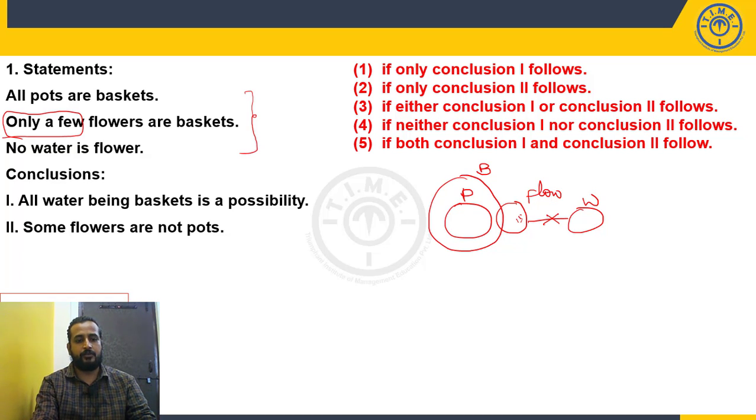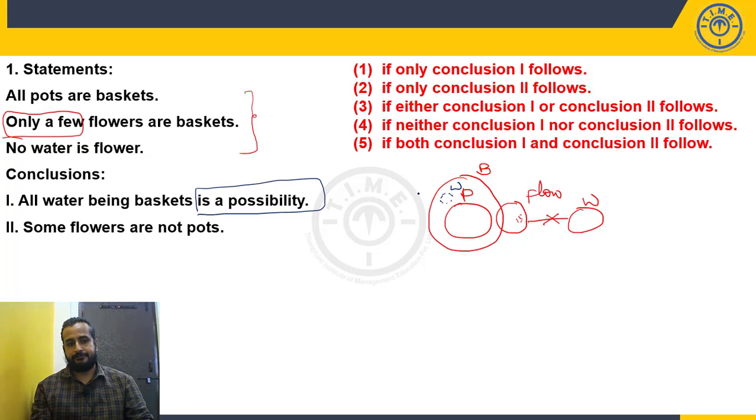Now look at your given conclusions. What is your first conclusion? It is a possibility model, a possible conclusion. All water being baskets. So he is asking whether all water can go inside the basket without violating the statements. Let's check it. It is going to violate when flowers form a relation with water, because no water is a flower. Without forming a relation between flower and water, can the water go inside the basket? Yes, I may draw like this without violating any of the statements.